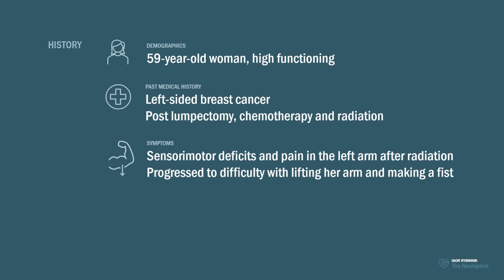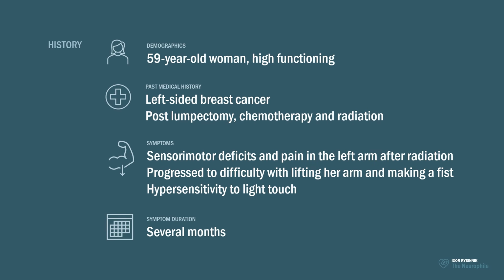Over several months, the pain and sensation of tightness improved, but the weakness progressed. She started having difficulty lifting her left arm overhead and making a fist with her left hand. Our patient also complained of hypersensitivity to light touch in her entire left arm. Touching the skin brought on uncomfortable, electric shock-like sensations. The symptoms have been going on for several months.